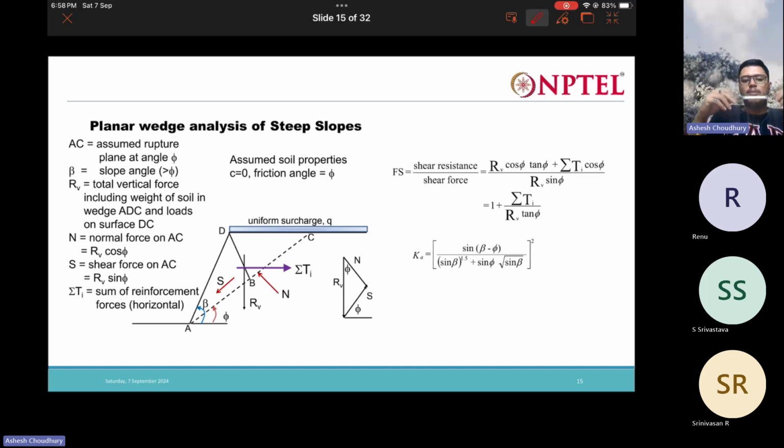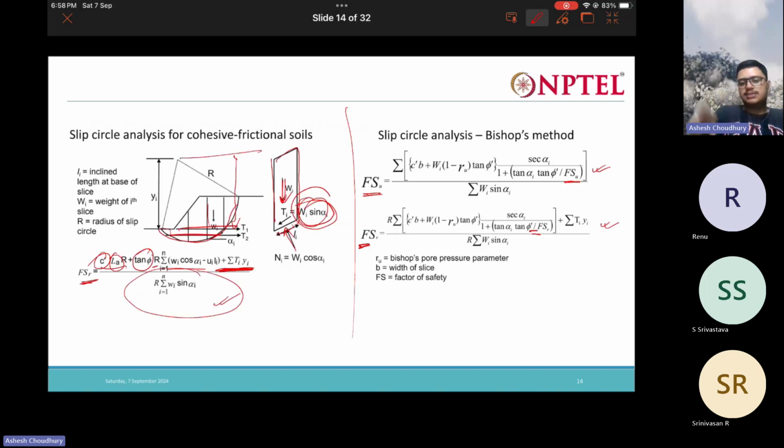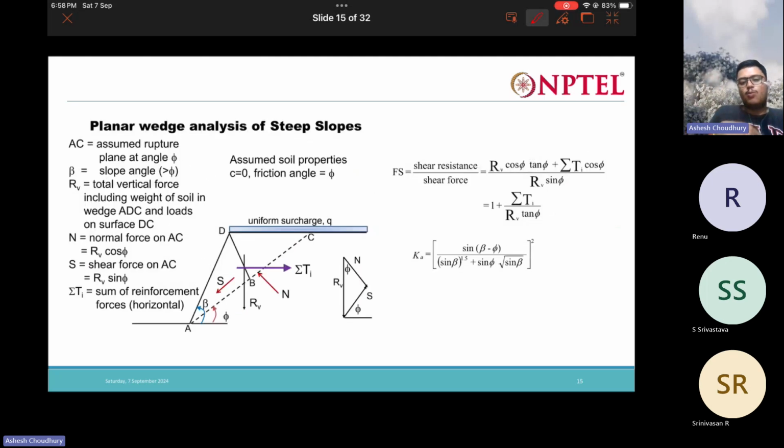We have a surcharge at the top, and AC is nothing but the rupture plane. In this case we are not considering a circular slip circle, but instead of an arc we are considering a planar wedge. That is the difference.